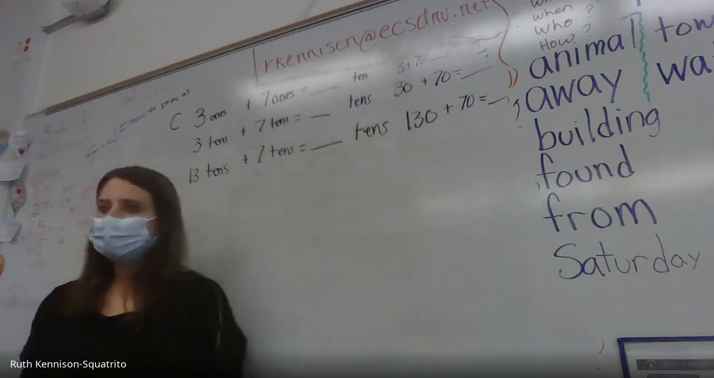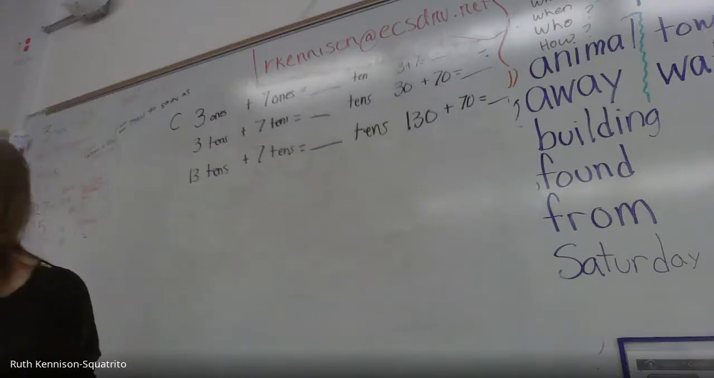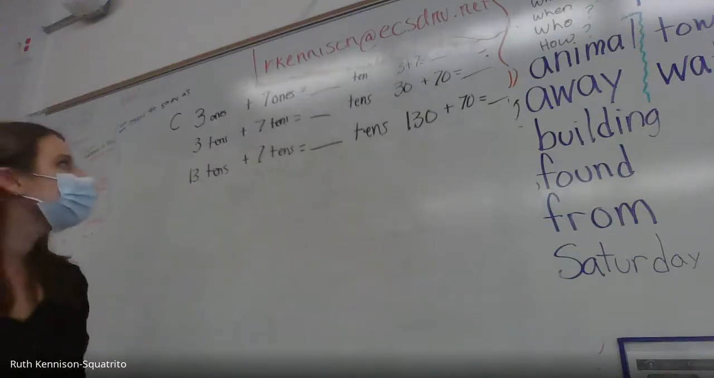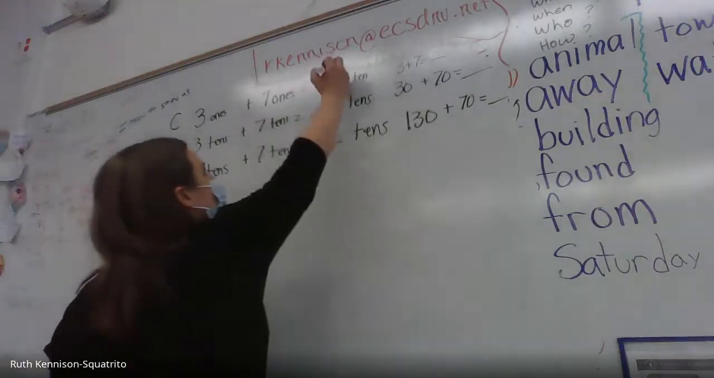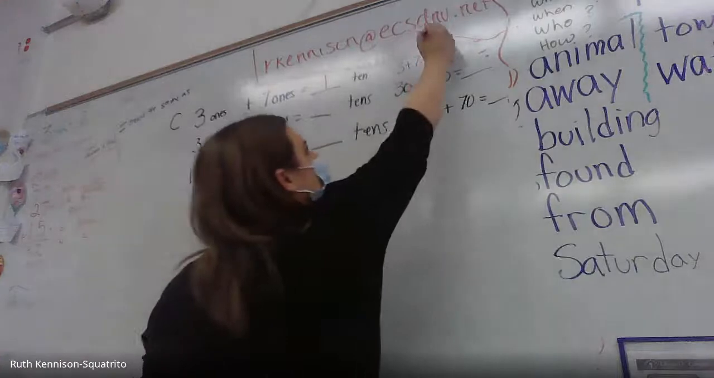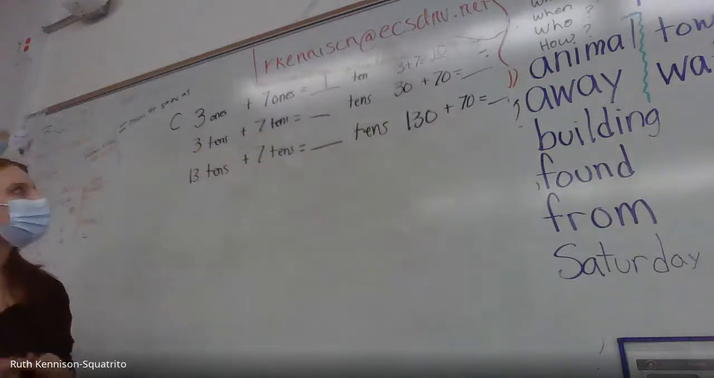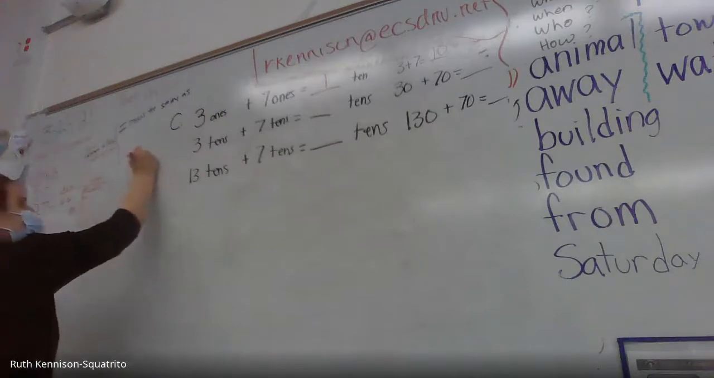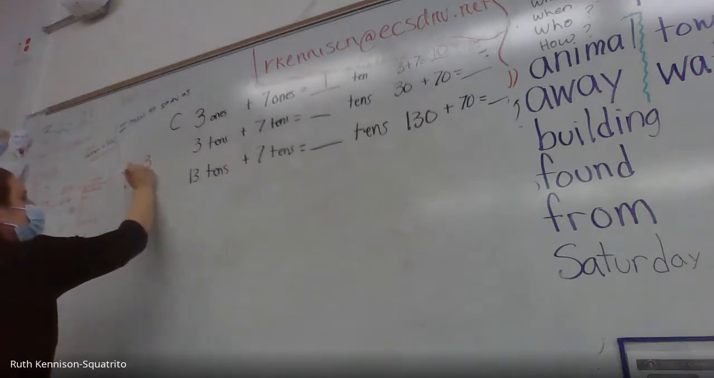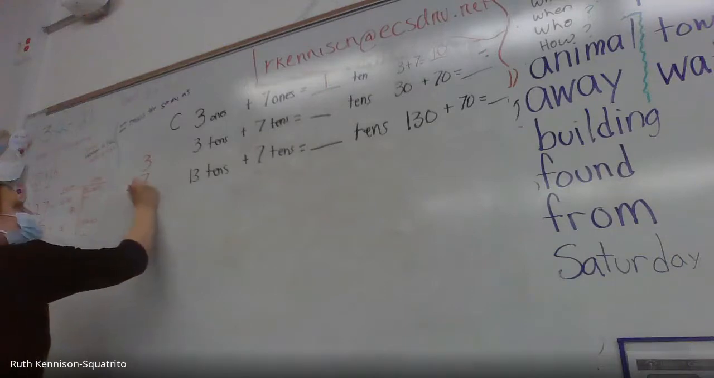Well, thank you, Miss Shouts a lot. But yes, I would have preferred a raised hand. But yes, 3 plus 7 equals 10, right? 3 plus 7 equals 10. So you guys essentially just did this. You did 3 plus 7, and you said that equals 10.